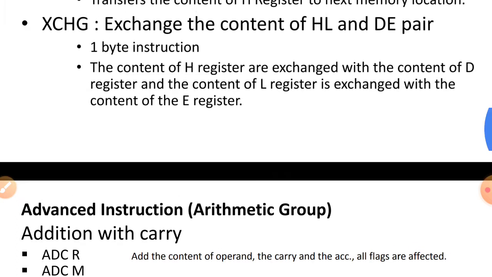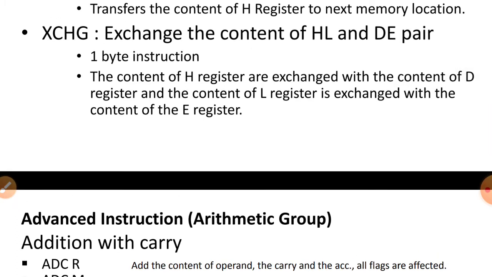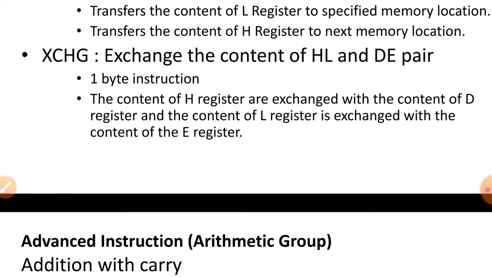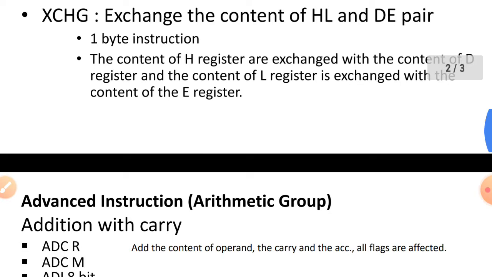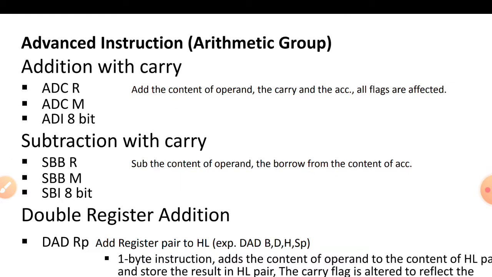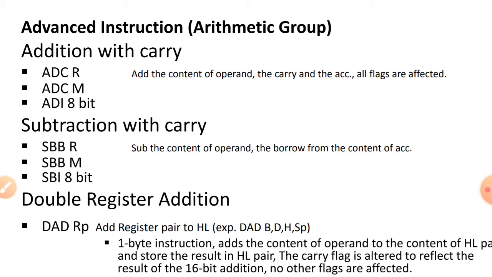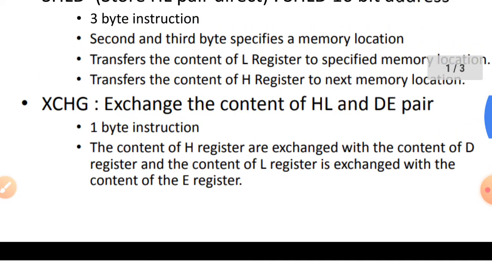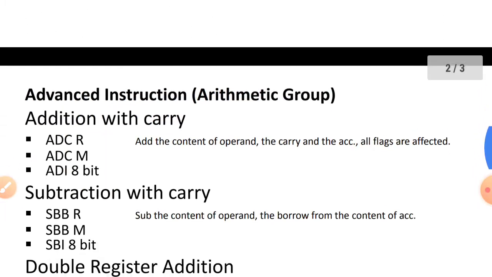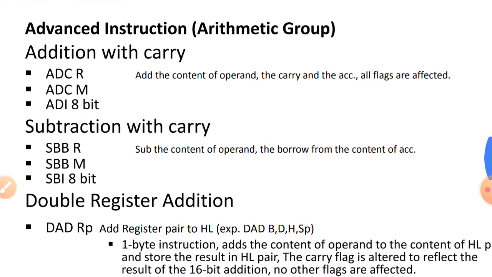Now, it is not possible to exchange the content of H with E or L with D. Whenever the exchange takes place, it is higher order register to higher order register and lower order register to lower order register. The next category of advanced instructions is related to the arithmetic group. Previously, whatever I have discussed, these 3 instructions are related to data transfer. Now, the arithmetic group.